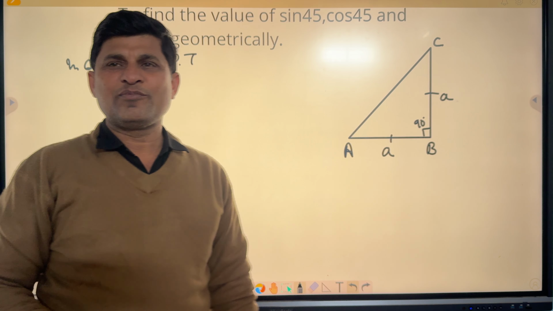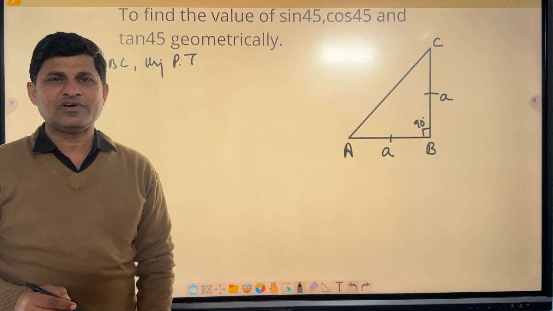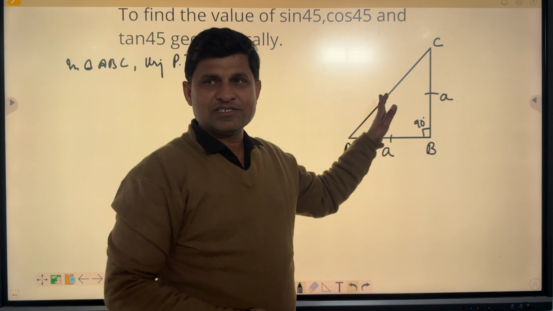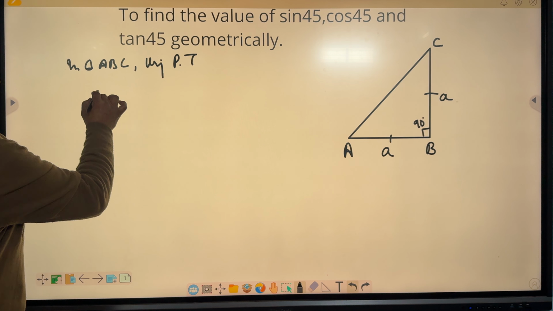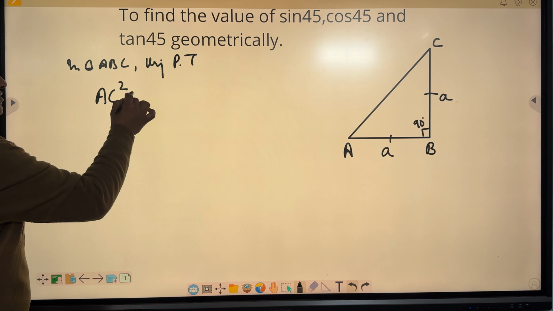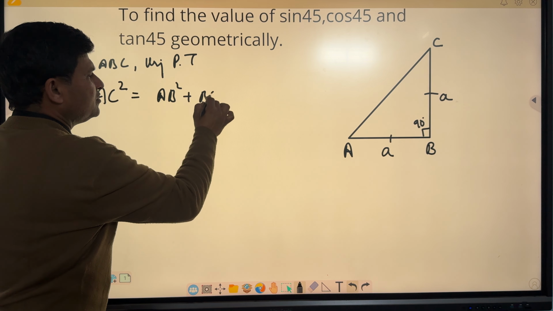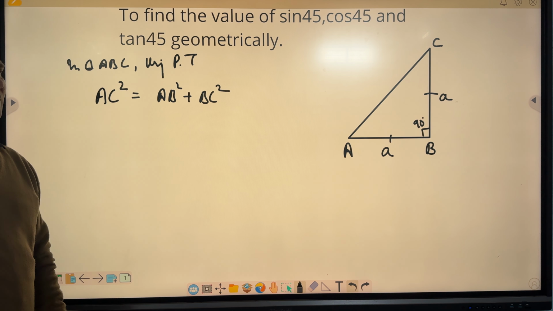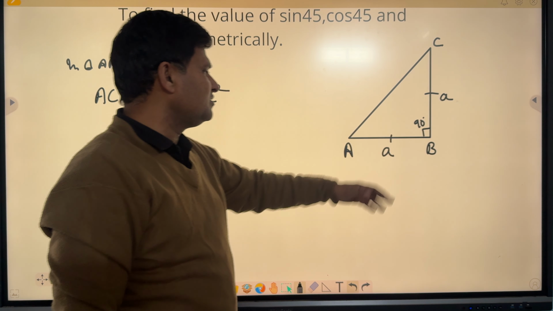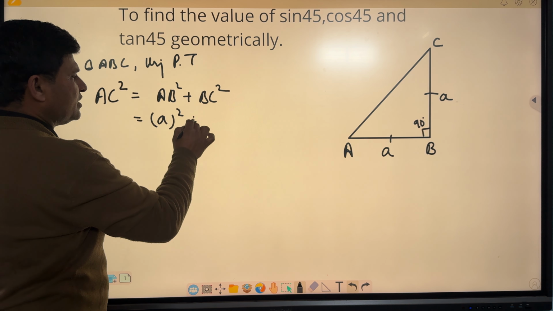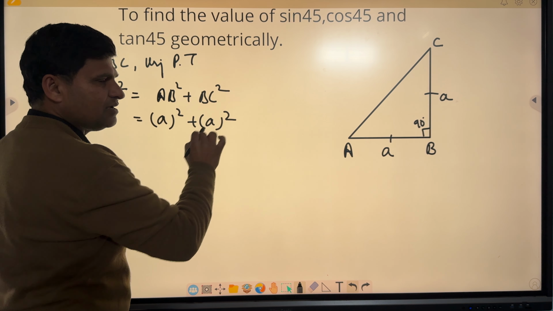That is the square of hypotenuse is equal to the sum of the squares of the other two sides. That is, in this triangle you find that AC is hypotenuse, so square of AC equals AB square plus BC square. Now if we input the value of AB and BC, here you will get a square and again here you will get a square.